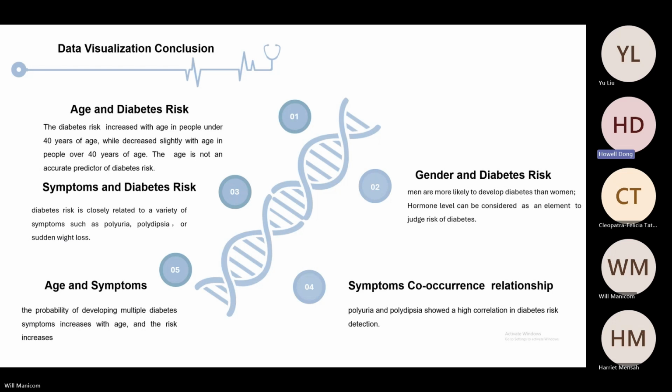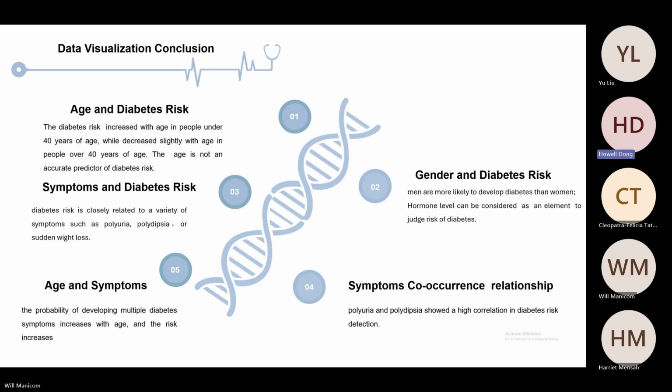After analyzing the data, we found that the risk of diabetes increased with age in people under 14 years of age, but decreased slightly with age in people over 14 years old. So we believe that age is not an accurate predictor of diabetes risk. For young patients at high diabetes risk, lifestyle, diet, and genetics are also factors to consider. Gender analysis shows that men are more likely to develop diabetes than women.